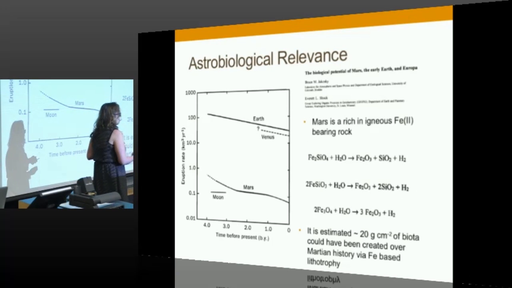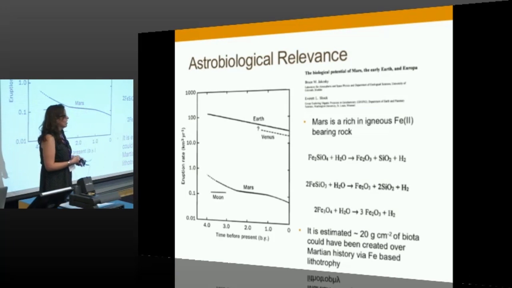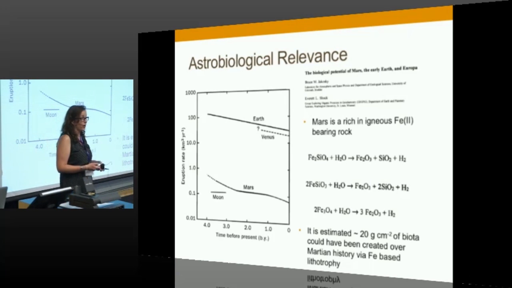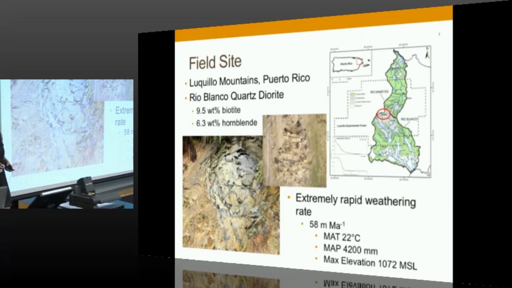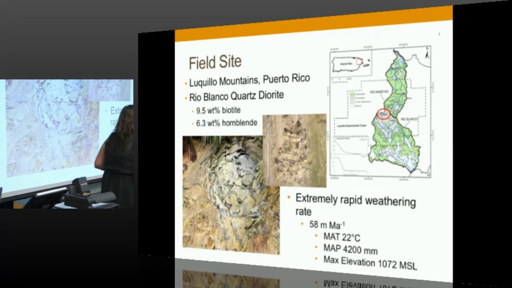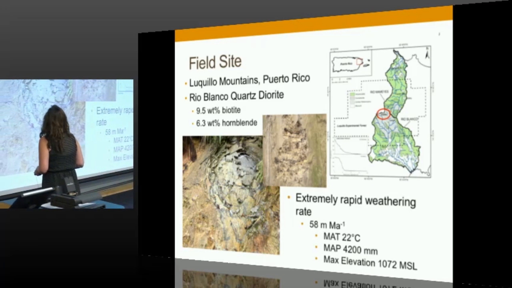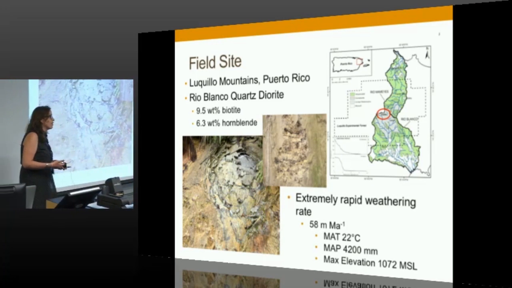But what we really want to do is test this in an actual field setting, right? These laboratory studies and theoretical calculations are great, but we want to take it to, quote, nature. Let's go to nature. And I tell you, this was a terrible place to go. So I just got back, so I don't really have a lot of really cool data for you. But we went to the Luquillo Mountains in Puerto Rico.